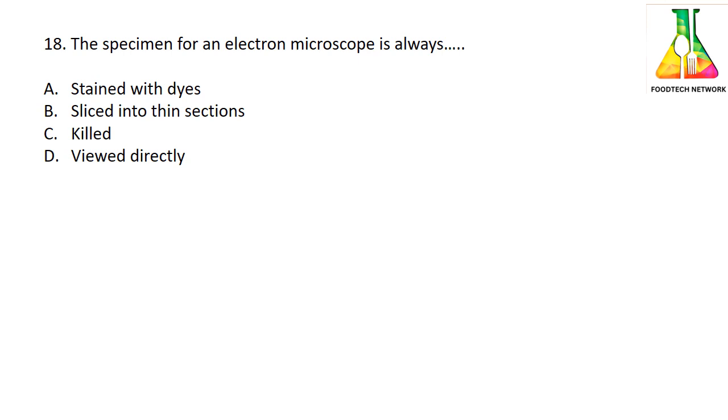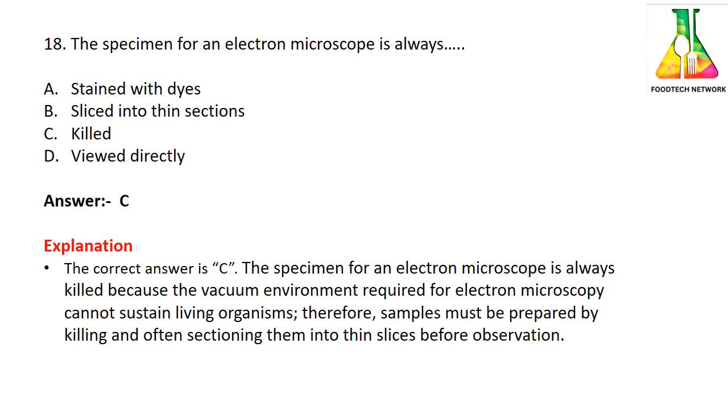Question number 18. The specimen for an electron microscope is always dash. Option A stained with dye, option B sliced into a thin section, option C killed, and option D viewed directly. C, that is killed. The specimen for an electron microscope is always killed because the vacuum environment required for electron microscopy cannot sustain living organisms, and therefore the samples must be prepared by killing or often sectioning them into thin slices before observation.